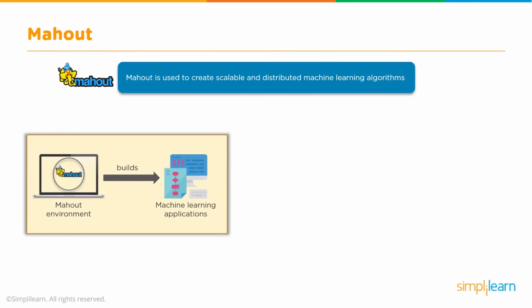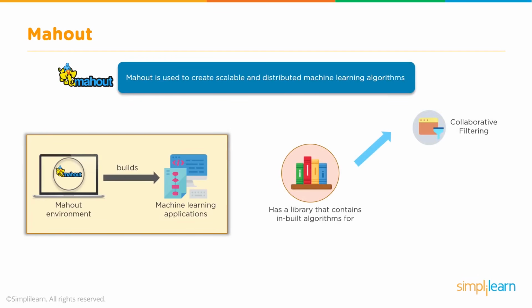So here we have our Mahout environment. It builds a machine learning application. So you're doing linear regression, clustering, and classification models. It has a library that contains inbuilt algorithms for all of these, and then it has collaborative filtering. And again, there's our classification and our clustering, regression, so you have your different machine learning tools. We can easily classify a large amount of data using Mahout.